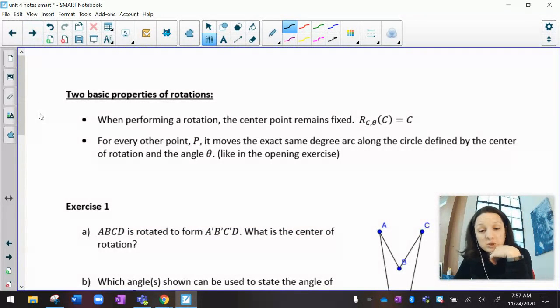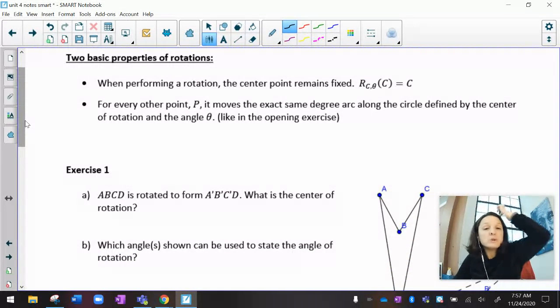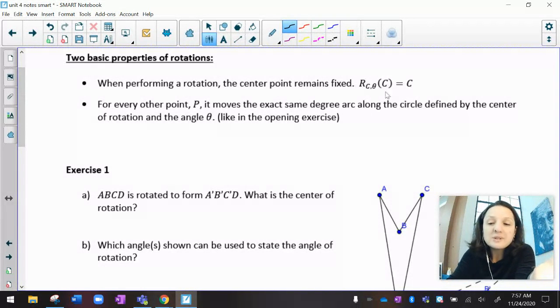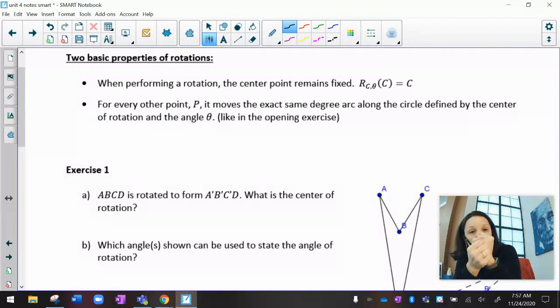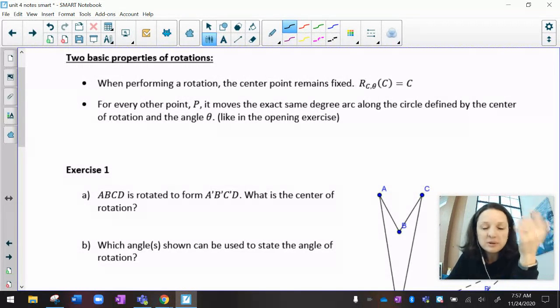This next page is really about what you can do after you see a rotation has occurred. So quickly, 2 basic properties of rotations. When performing a rotation, the center point remains fixed. In other words, if your center of rotation is a point you want to turn, it just turns on itself and doesn't go anywhere. And the second bullet says for every point P, it moves the exact same degree along the center. So you wouldn't do 50 degrees on one angle and 60 degrees on the other. That would be silly.